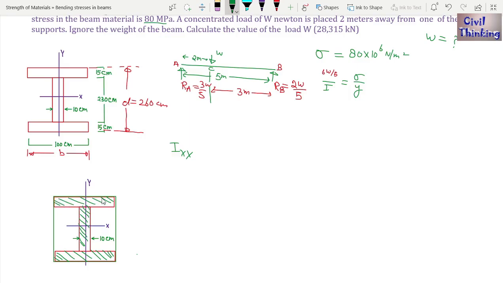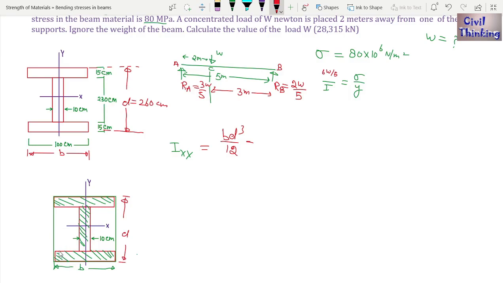So the moment of inertia of this I section is going to be the moment of inertia of the whole rectangle minus the moment of inertia of the hollow part. That will be the moment of inertia of this I section. So let's move on. As I have told you, this is B. Now this is D. You know D is 260, and B is 100. Now IXX is BD cube by 12 minus the moment of inertia of this hollow part.